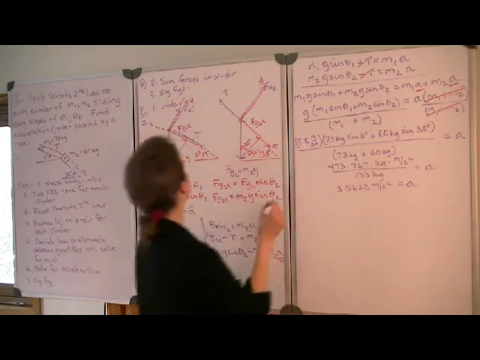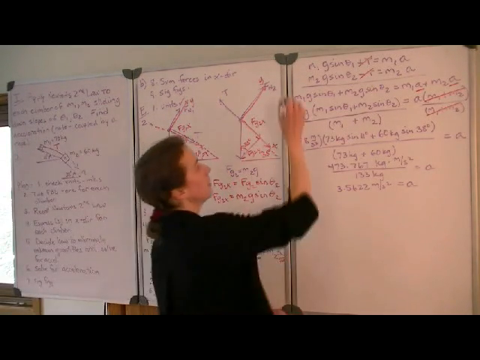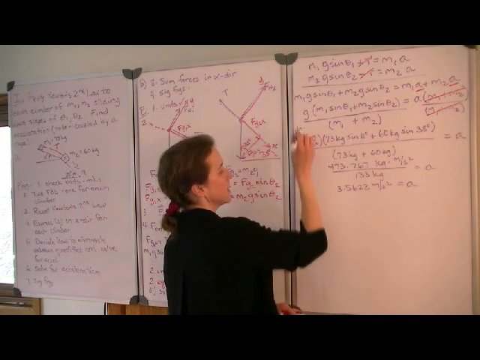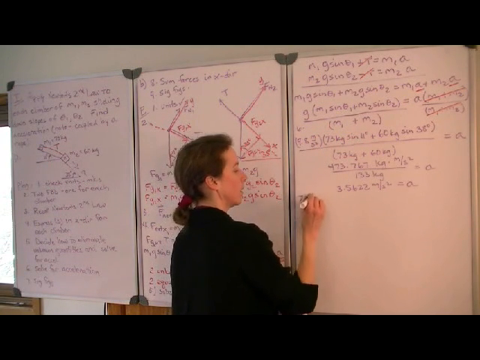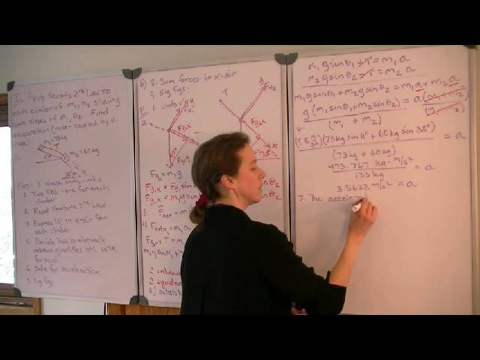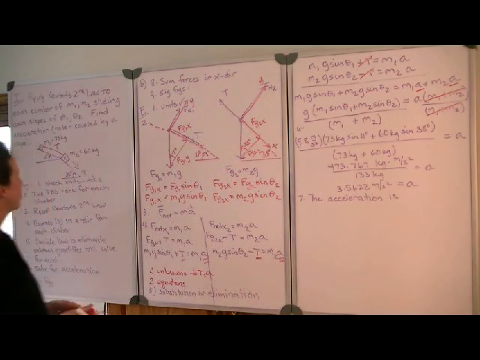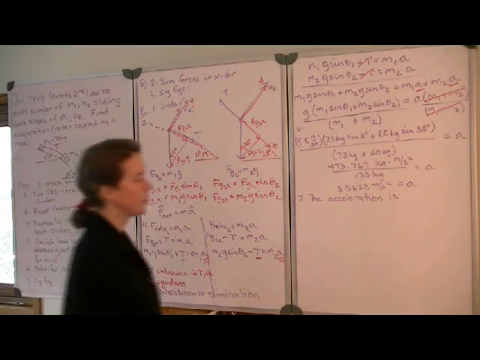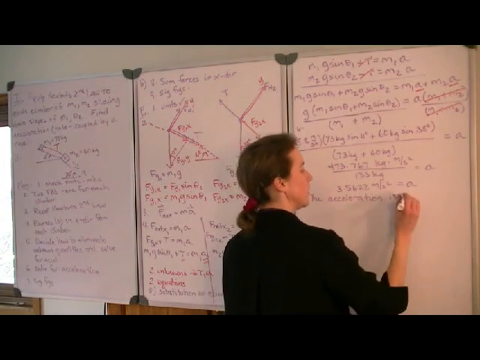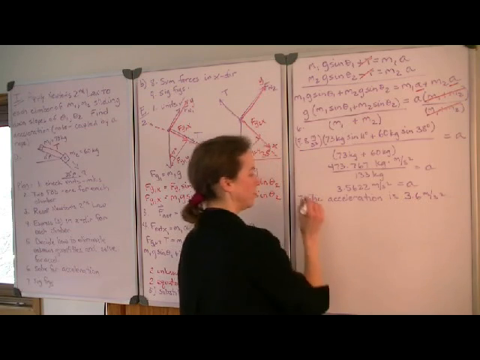Reporting that to the correct number of significant figures, which brings us back to step 7. So we just completed step 6 here. So the acceleration is, we will use 2 significant figures because our given values have 2 significant figures. So this rounds to 3.6 meters per second squared.